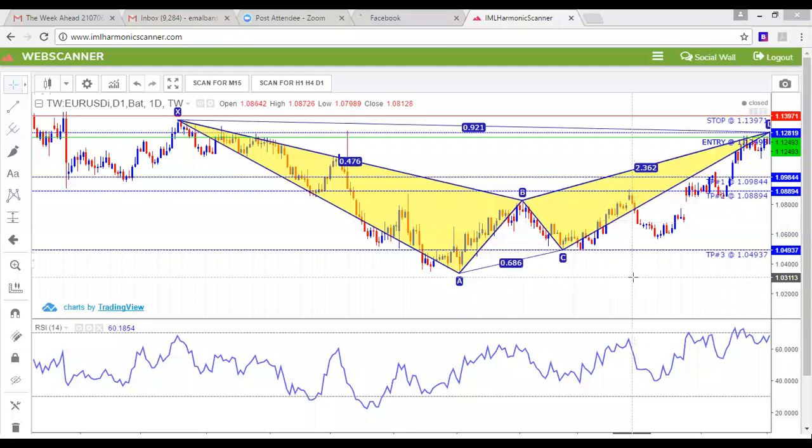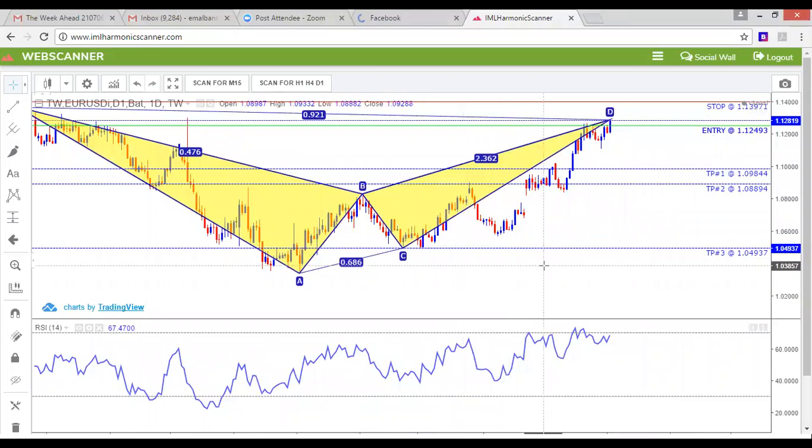Okay, we have Euro GBP, and I think currently we are still having daily charts on Euro USD. Let me share the screen. We are still having Euro USD daily charts here. We are still having the stop loss at 1.1397.